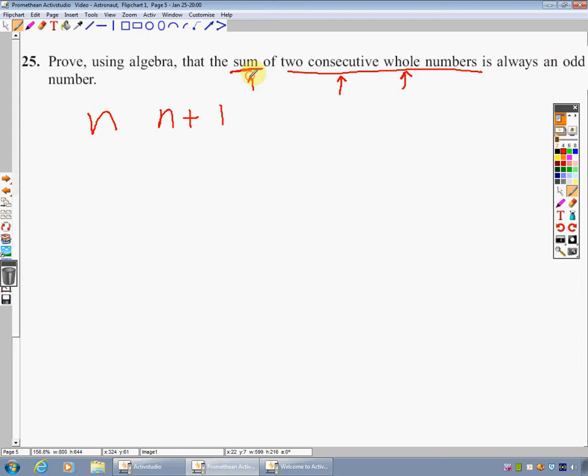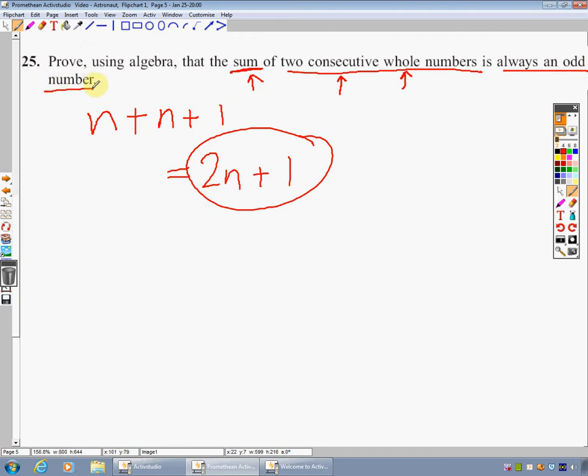And I have a look here, well, I've got n plus n, well, that's 2 lots of n, plus 1. And it says the sum of 2 consecutive whole numbers. Great, so I've got some algebra now. My 2n plus 1 is the sum of 2 consecutive whole numbers, is always an odd number. That's what we're trying to work out now. It's always an odd number.